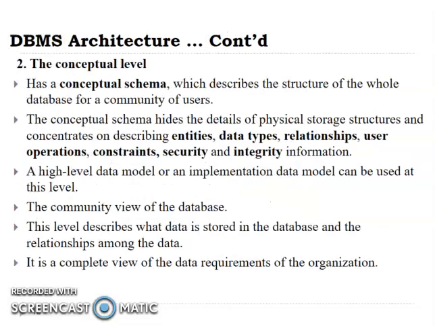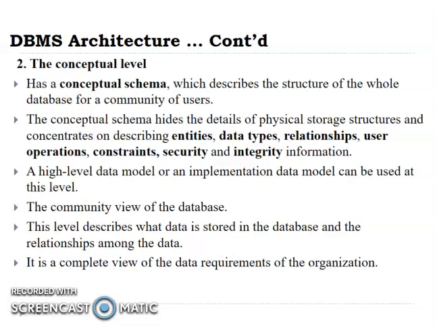The second one is the conceptual level. As you know, this is the conceptual schema, which describes the structure of the whole database for the community of users. That means the conceptual schema hides the details of the physical storage and concentrates on describing entities, data types, relationships, user operations, constraints, security, and integrity information.